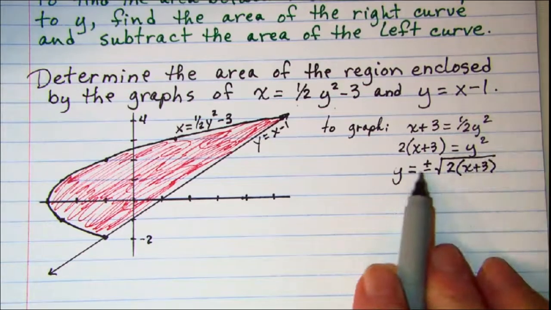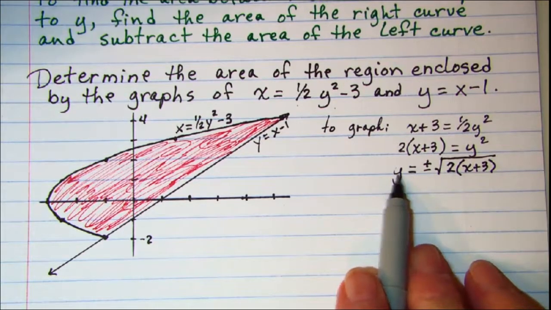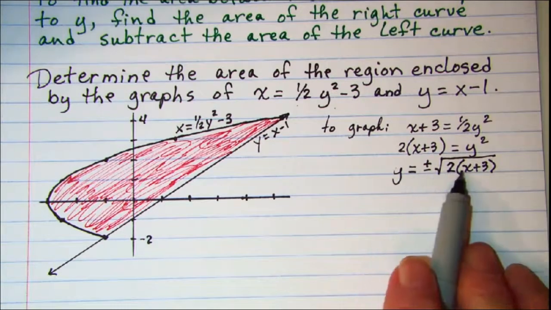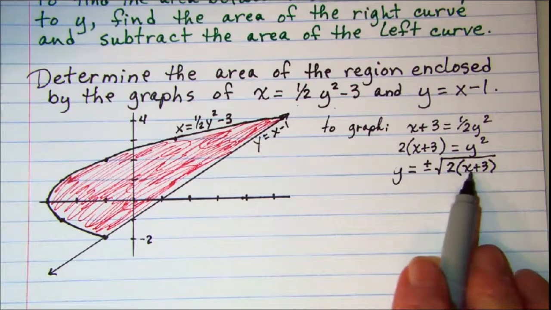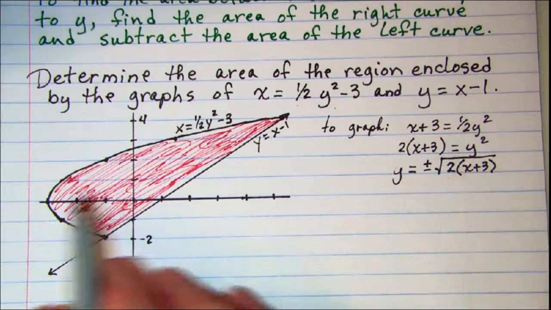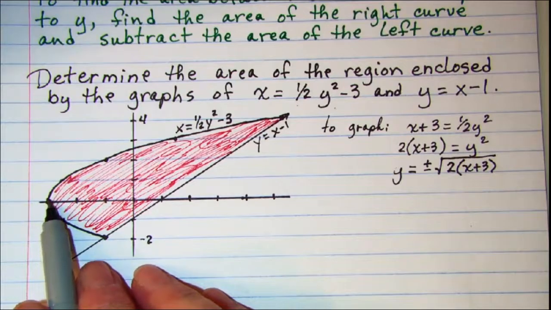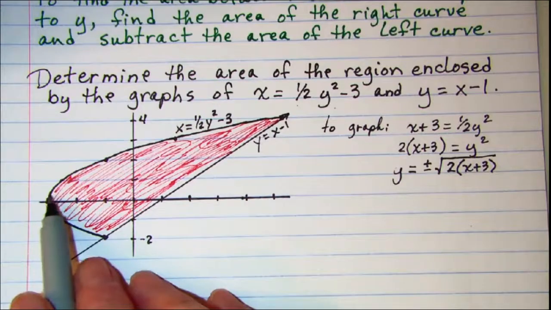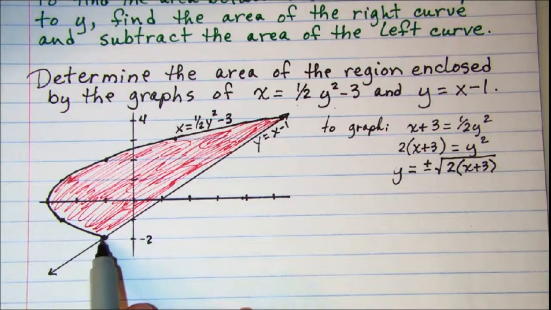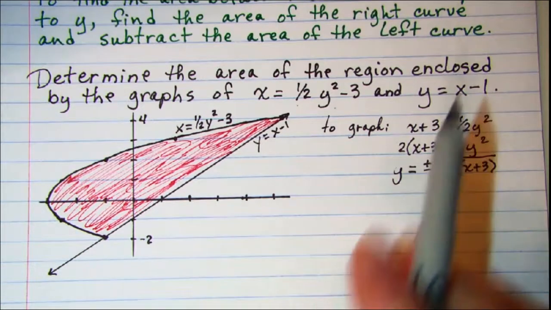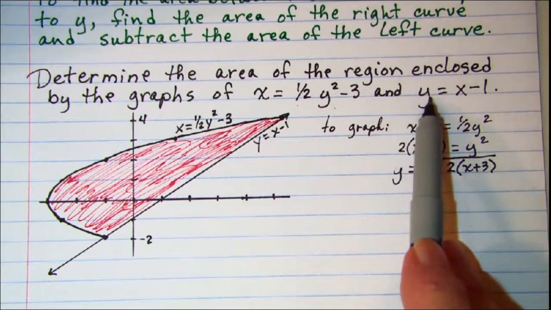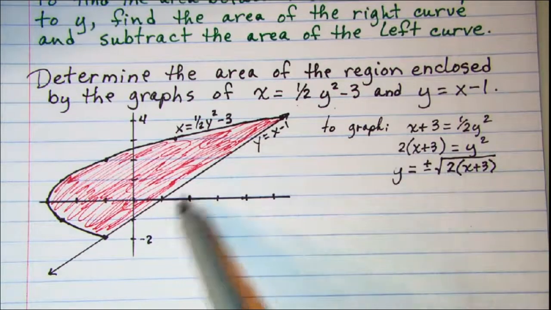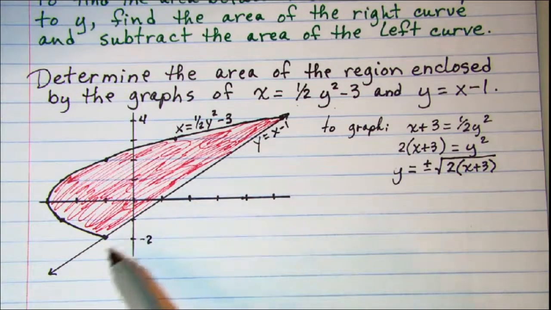So we can see that our graph is going to be the positive square root curve and the negative square root curve. Also, when x is equal to -3, we have an x-intercept. So our positive curve is this one right here, and then our negative curve is the reflection across the x-axis. And then, of course, this one is the linear function that has a y-intercept of -1 and a slope of 1. So that's this line right here.